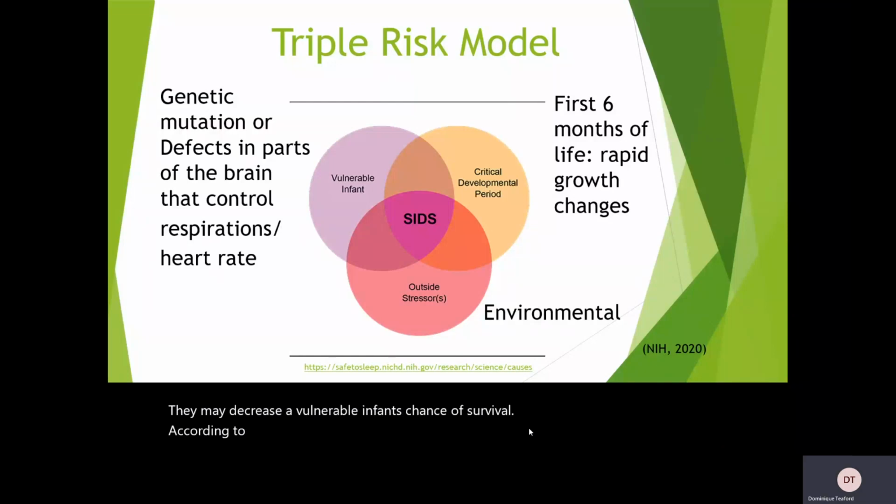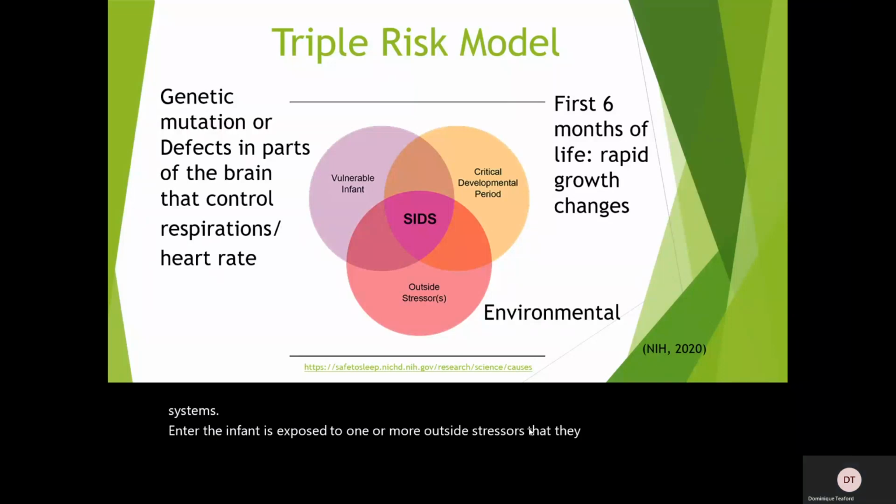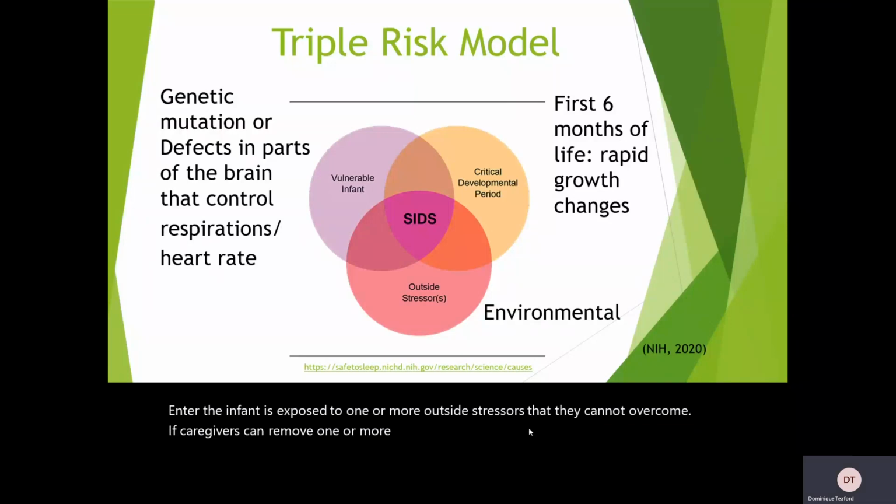According to the triple risk model, all three elements must be present for sudden infant death to occur. First, the baby's vulnerability is undetected. Second, the infant is in a critical developmental period that can temporarily destabilize their systems. And third, the infant is exposed to one or more outside stressors that they cannot overcome. If caregivers can remove one or more outside stressors, such as placing an infant to sleep on his or her back instead of on the stomach to sleep, they may reduce the risk of SIDS.